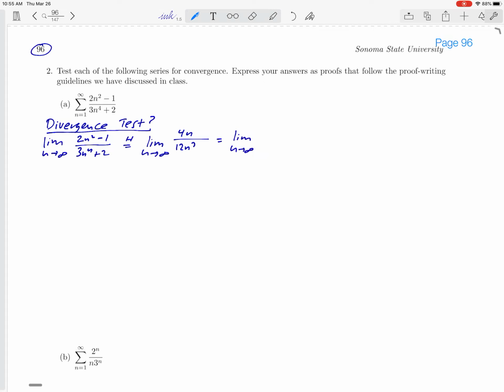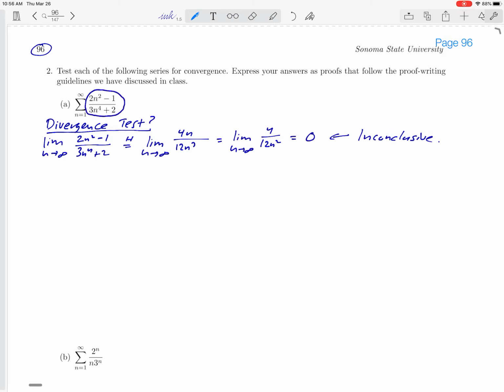Notice that we can do a little simplifying. There's an n in the top that cancels. So if you cancel the n into the n cubed, you're going to get 4 over 12n squared. And notice that that limit is going to be 0. So what does that tell us if we get a limit of 0 in the test for divergence? Well, unfortunately, that means that the test is inconclusive. Okay, so this test didn't work for us. And that's okay. It just means that we have to try a different test. Keep going down our list.